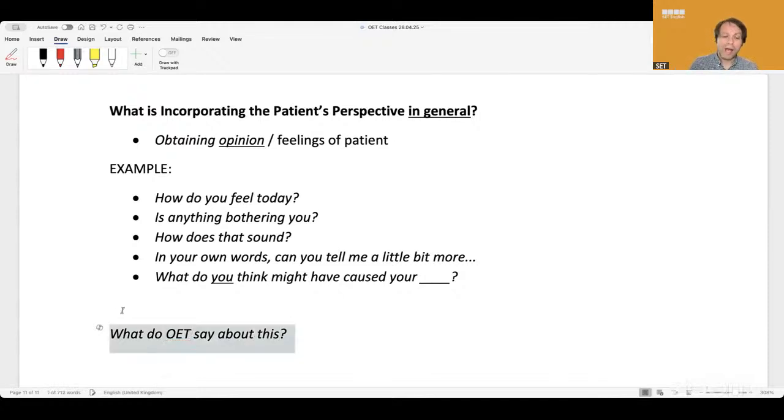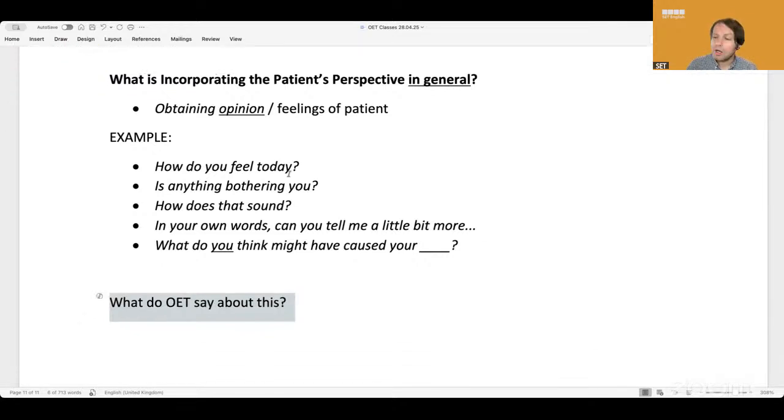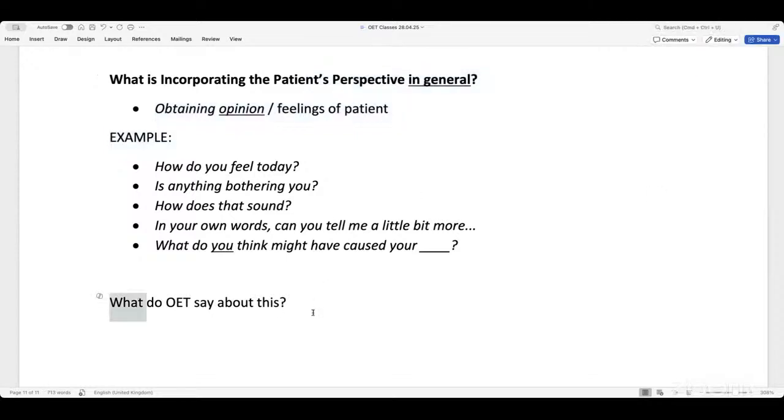Does anyone know how many points or how many things OET say about the patient's perspective? Put your hand up. Give me the number. Like, do they say 3 things? Do they say 5 things? Aishat, how many things do OET say about this? 3 things. Is it 3?